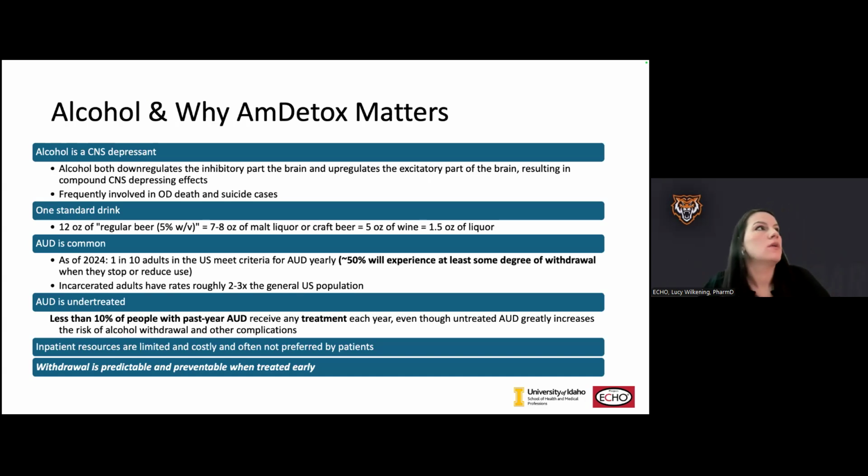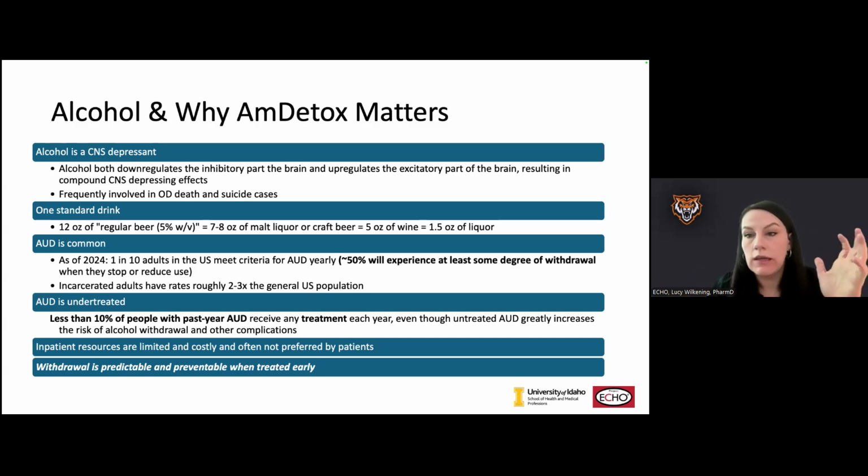Let's start with what alcohol is. And I want to be really clear. There's no recommended amount of alcohol that is healthy for you. Okay. Alcohol is a CNS depressant. And it has some interesting pharmacology. It's kind of got a 1-2 punch when you think about its CNS depressing effects, the dampening effects it has on the central nervous system.